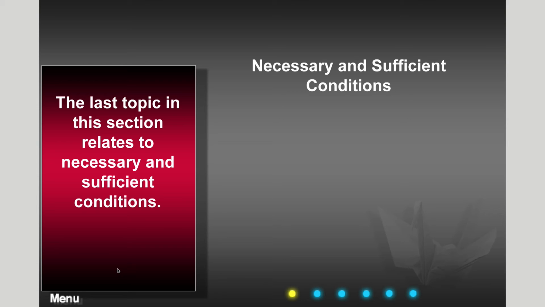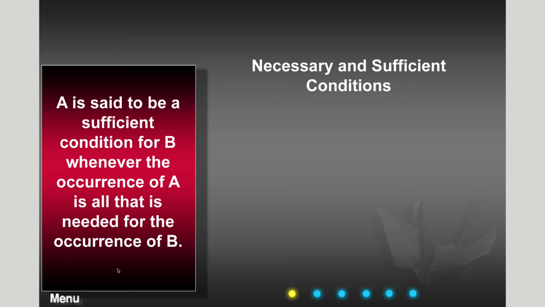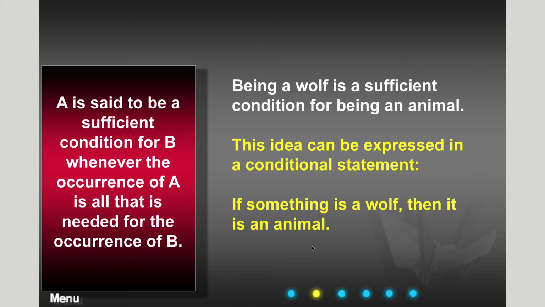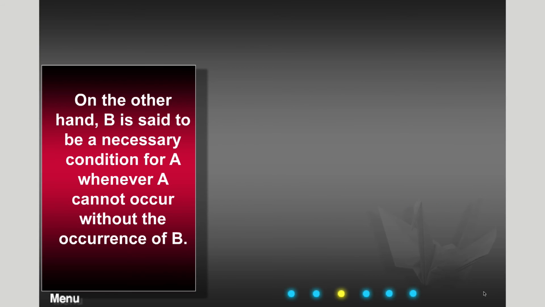Now we get to what will take you a bit of practice with questioning. Necessary and sufficient conditions. A is said to be a sufficient condition for B whenever the occurrence of A is all that is needed for B. Let's get rid of the letters for now. Being a wolf is a sufficient condition for being an animal. Okay? That's all that's needed. If you're a wolf, you're an animal. This idea can be expressed in a conditional statement. If something is a wolf, then it is an animal.